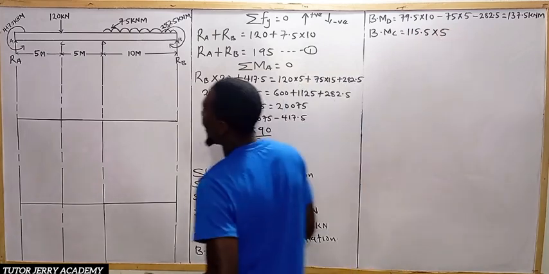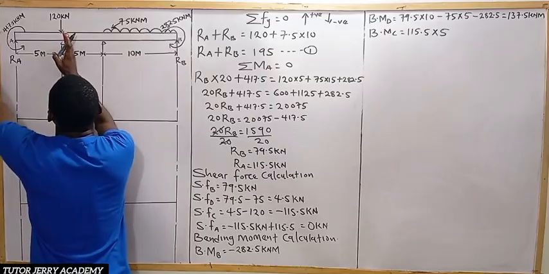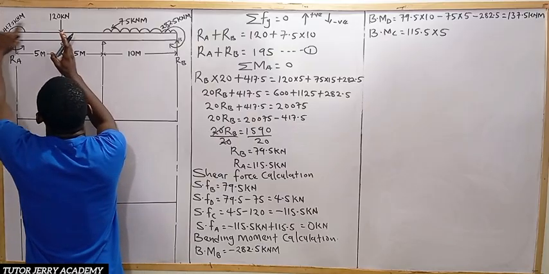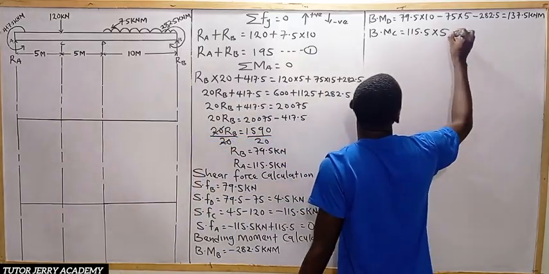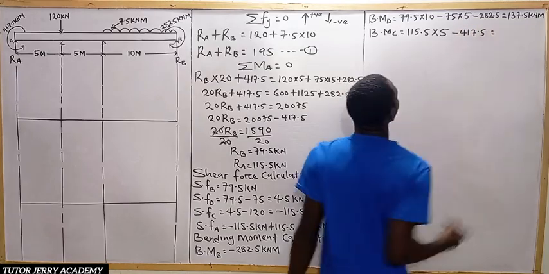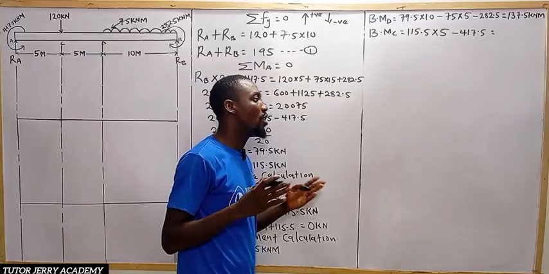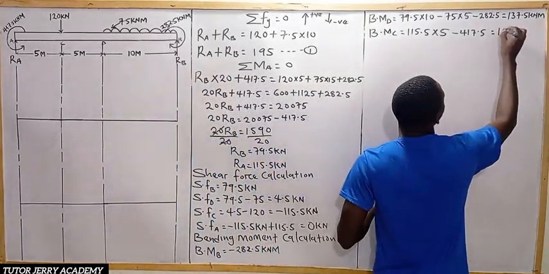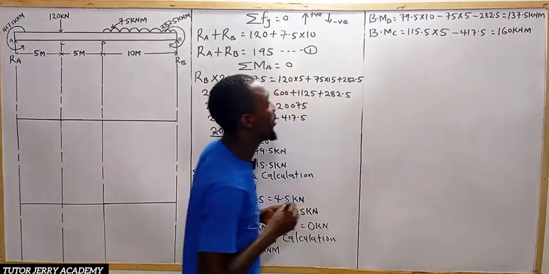And don't forget, if you stand at this point, this one here is going to give us a clockwise moment, while this one remains anti-clockwise. So this one will be negative, while this one is giving us a clockwise moment. So we are still going to have minus 417.5. If you do your math, our bending moment at point C is equal to nothing but 160 kilonewton meter. All right, so that is what we are going to have.